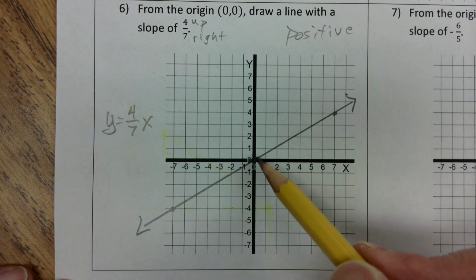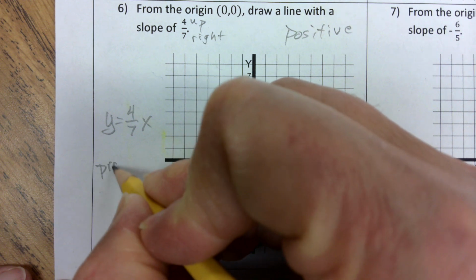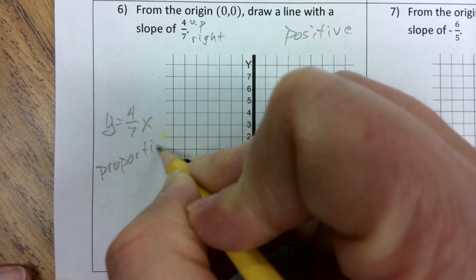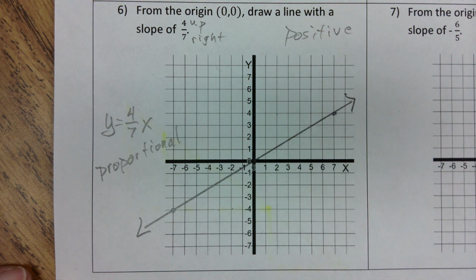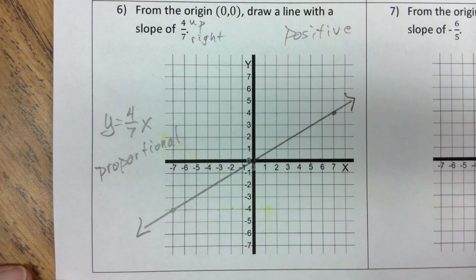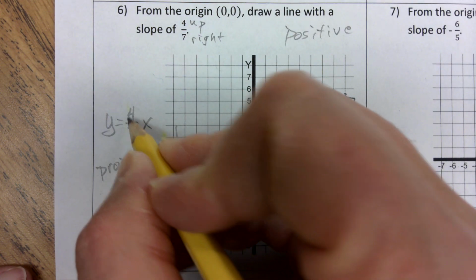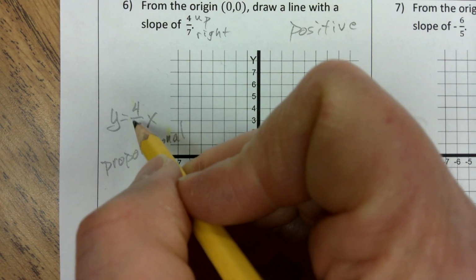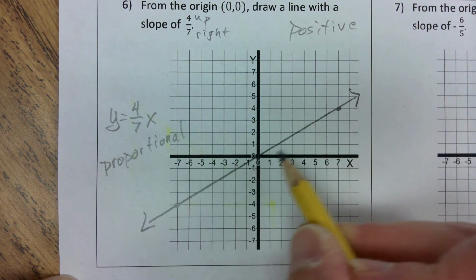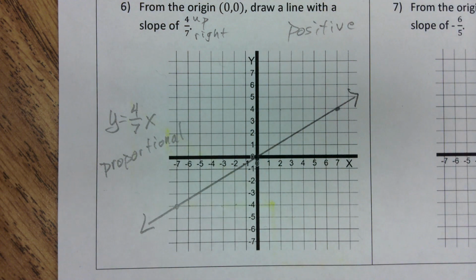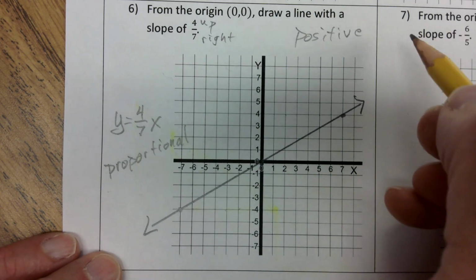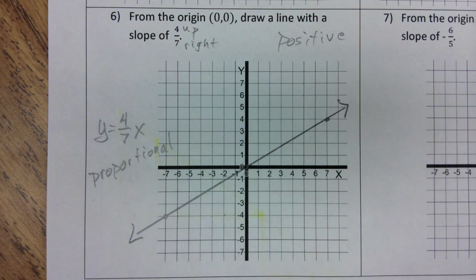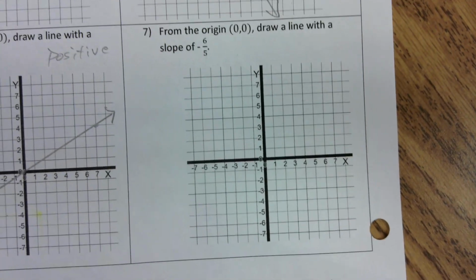Since we're going through the origin, this would be a proportional relationship, which we have talked about before. So this would be the unit rate, 4 whatever per 7 whatever, or 4/7 of something for every one value of change you have for x. It makes it a lot easier when you have labels on your graphs. So forget about that.